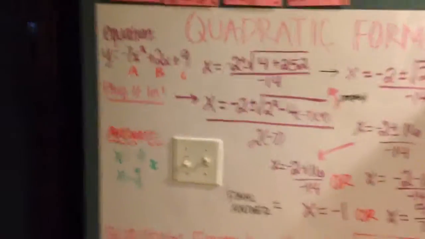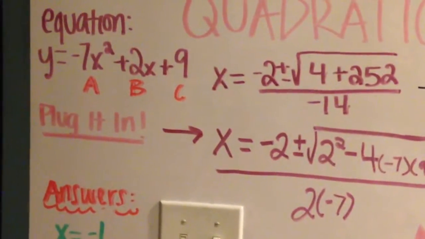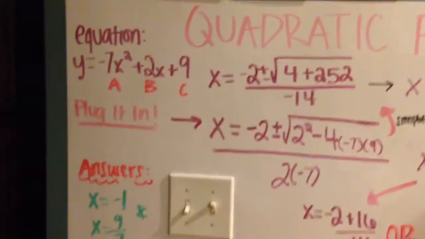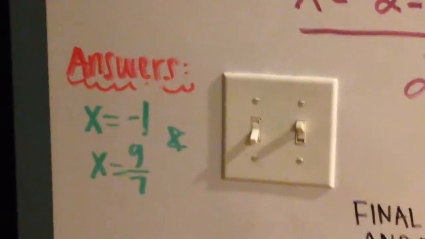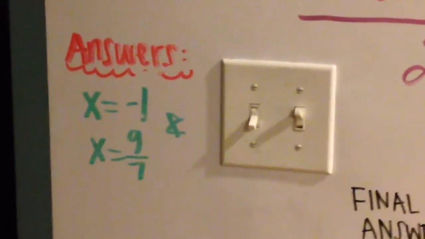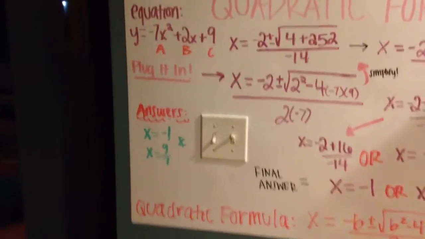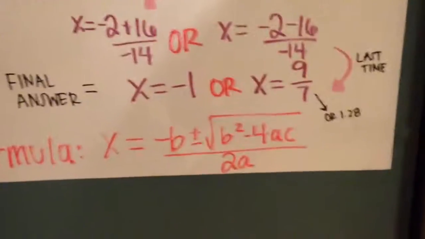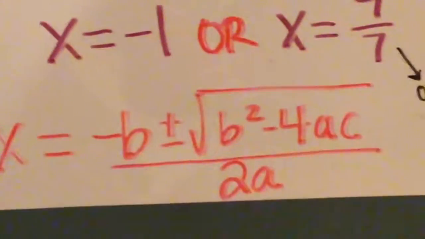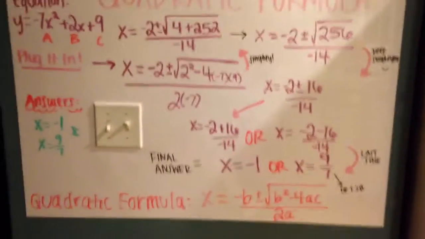So there we have it. The equation y equals negative 7x squared plus 2x plus 9. When you work it out, the final answers should be x equals negative 1 and x equals 9 over 7. And remember, we have two answers because the quadratic formula is plus or minus. So there would be a positive answer and a negative answer.